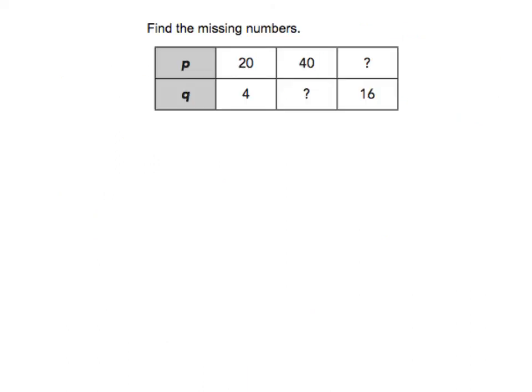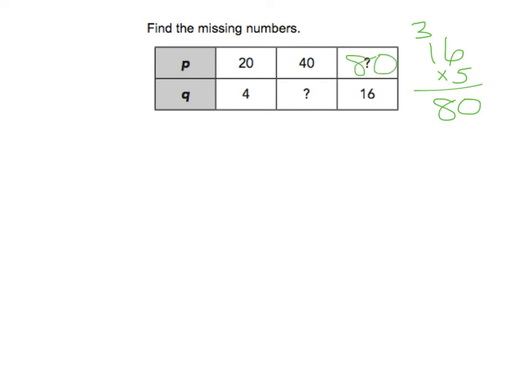For the next one, it's saying find the missing numbers. So we have to find what this number is and what this number is. And the hint here is going to be right here. So we want to say 4 times what is 20? So obviously 4 times 5 is 20. So let's first do this one. If 4 times 5 is 20, 16 times 5 would be what? So 16 times 5, that's 80. So the first one would be 80.